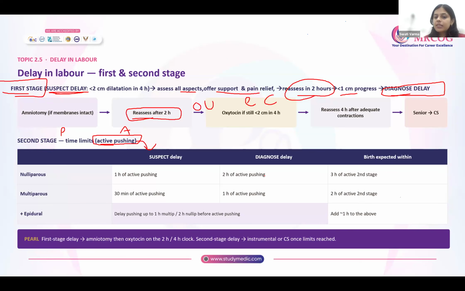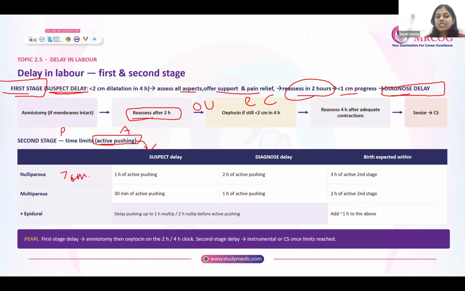Now let's understand this through an example. Suppose she was fully dilated at 5 a.m. and she was on epidural, and now since 7 a.m. she has started pushing actively. Because of epidural, her passive stage was prolonged by 1 more hour. So it's okay. But maximum up to 2 hours you can allow passive stage on epidural. Beyond that, you have to initiate delayed directed pushing.